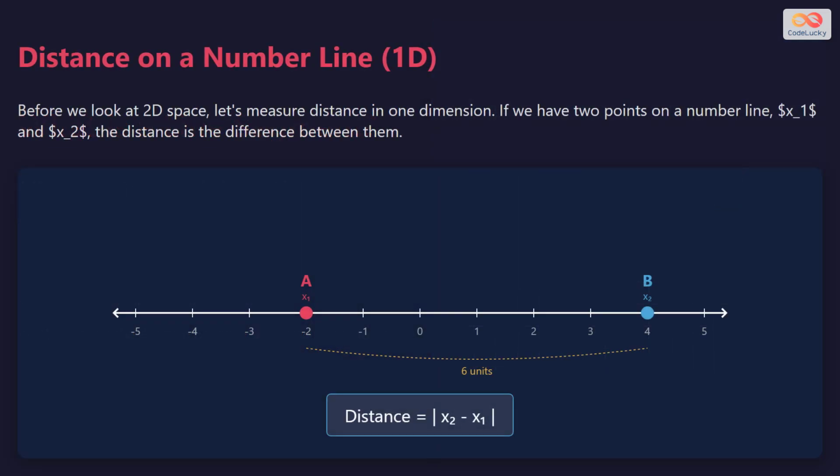Let's start simple with one dimension. Imagine a number line. If we have 2 points, x1 and x2, finding the distance is straightforward. We simply count the units between them. Mathematically, this is the absolute difference between the 2 numbers. For example, the distance between -2 and 4 is 6 units.